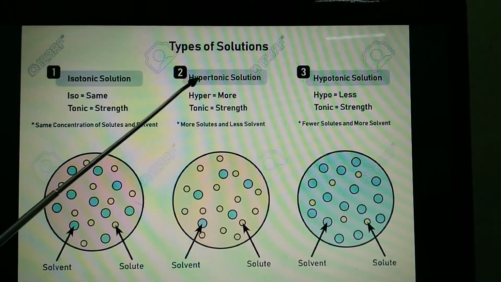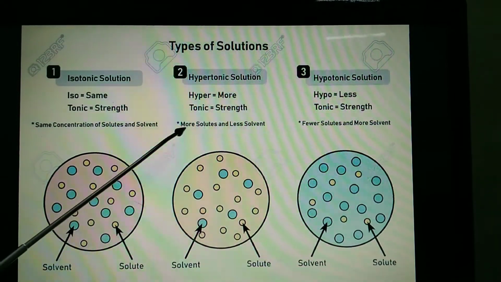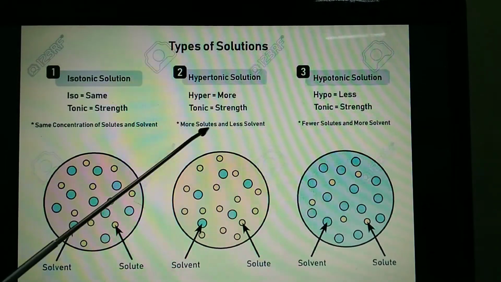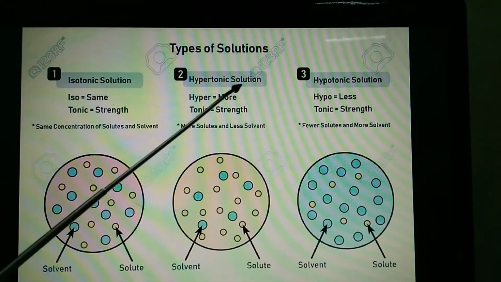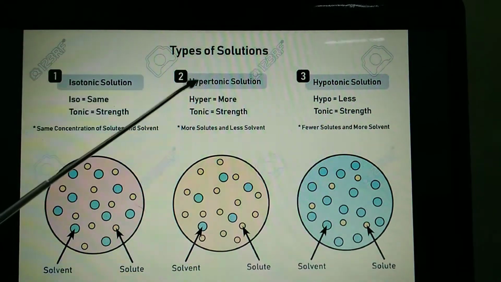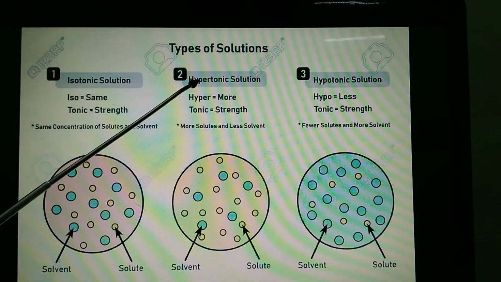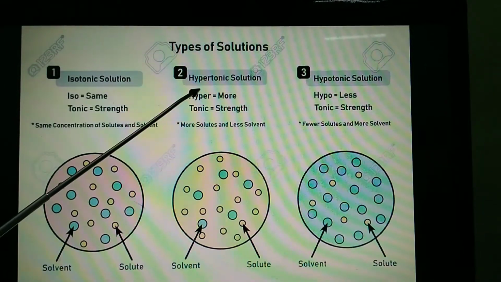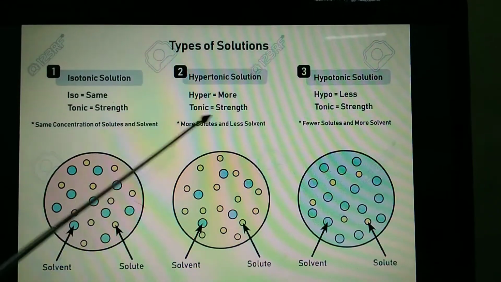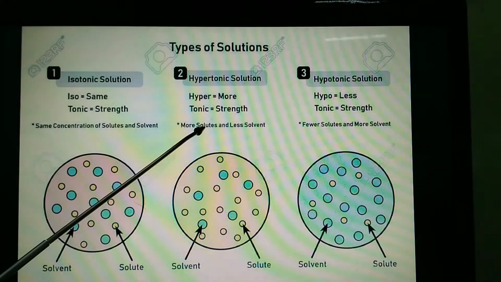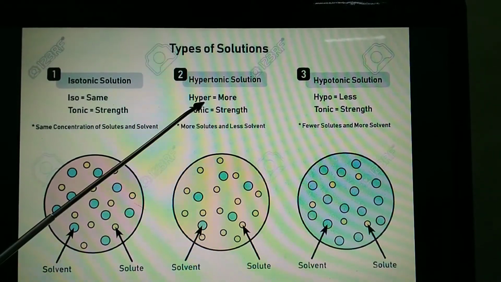On the other hand, hyper means more and tonic means strength. That means when the number of solutes is more than that of the solvent, that type of solution is known as hypertonic solution. So we are going to look at the number or the amount of solute. Whenever there is more amount of solute, then that solution is a hypertonic solution.